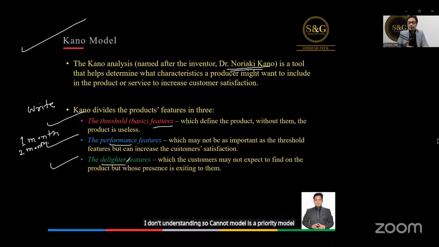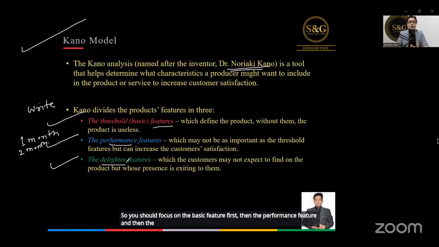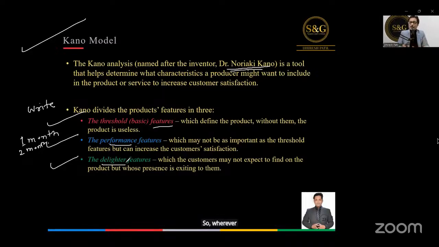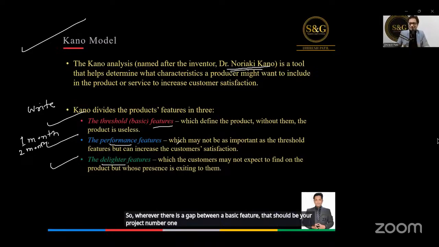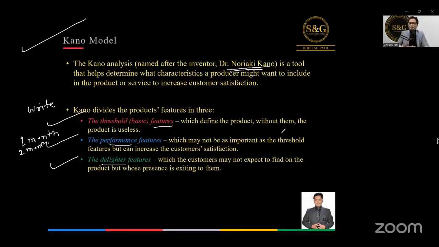It defines the priority. So you should focus on the basic feature first, then the performance feature, and then the delighter feature. Are you clear with this? Just give me yes in the chat box. So wherever there is a gap between a basic feature, that should be your project number 1. Clear?